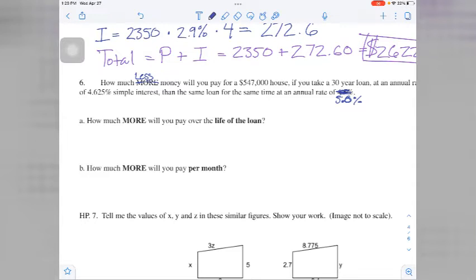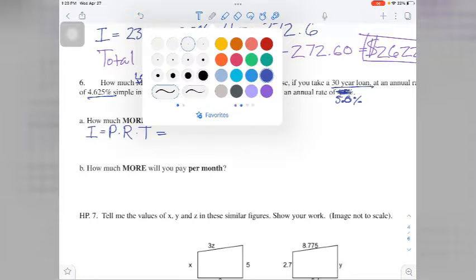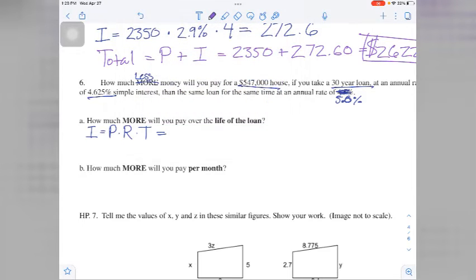So in terms of figuring this out, we know that the interest is equal to the principal times the rate times the time. And what we're doing is we're comparing two different loans here. So one loan is $547,000, 30-year loan at 4.625%. So let's write that one in. We have $547,000 times the rate of 4.625% times 30 years.